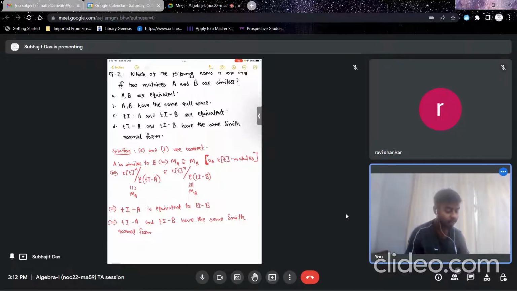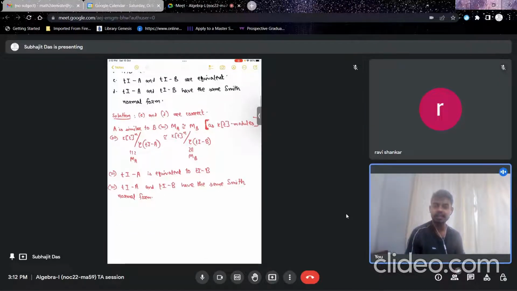Certainly you understand that similarity of two matrices implies that the two matrices are equivalent. Because if A and B are similar, then B is some P inverse A P, and therefore A and B are equivalent as well. For the definition of equivalence, you just need that B should be equal to some Q A P, where Q and P are invertible matrices.